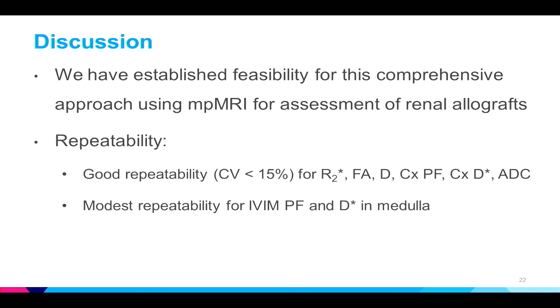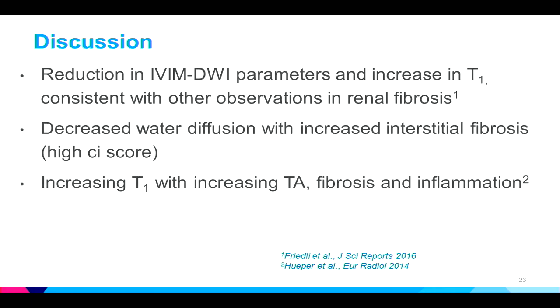So in summary, we have established a feasible MpMRI protocol for assessment of renal allografts. We also examined repeatability, and we observed good test-retest and inter-observer repeatability for R2 star, for FA, for most diffusion parameters, but modest repeatability for perfusion fraction and D star. The reduction in the diffusion parameters and the increase in T1 is consistent with other observations in renal fibrosis in human and in animal studies. So we would expect to see decreased water diffusion with increased interstitial fibrosis, and also increased T1 with increasing tubular atrophy and inflammation.